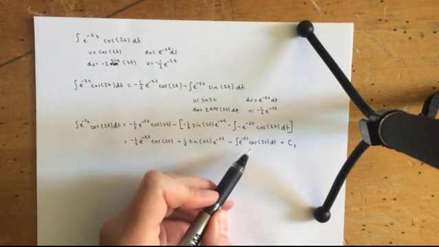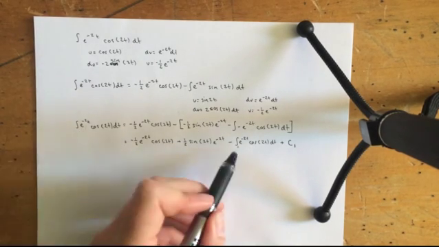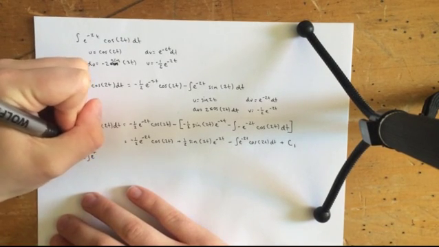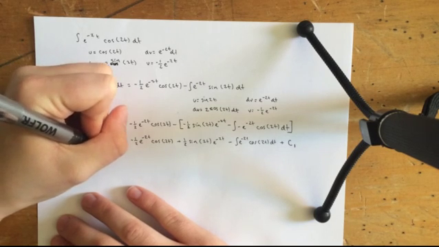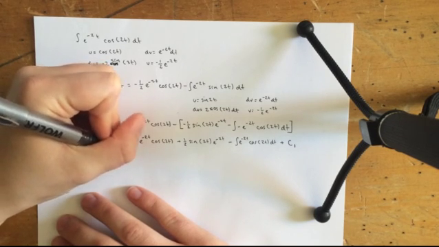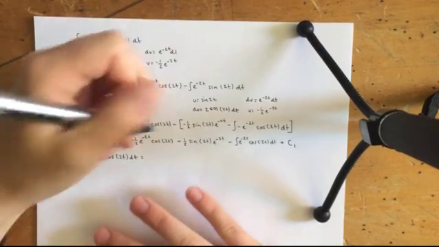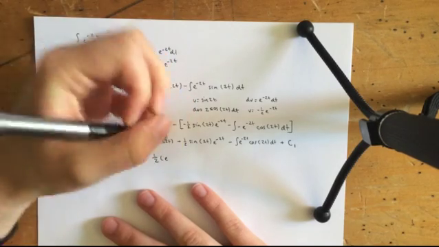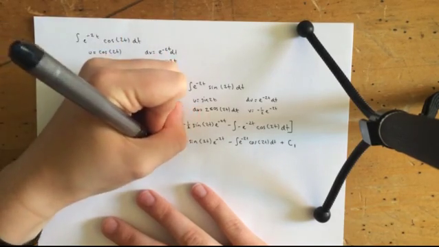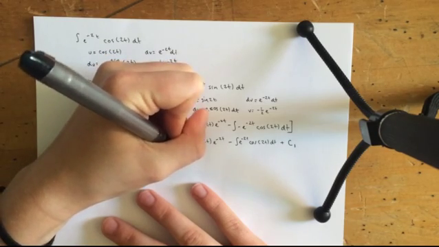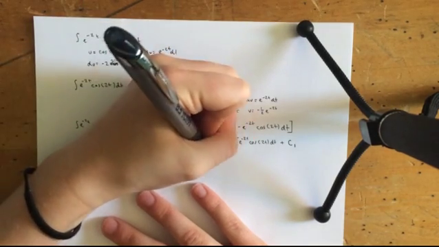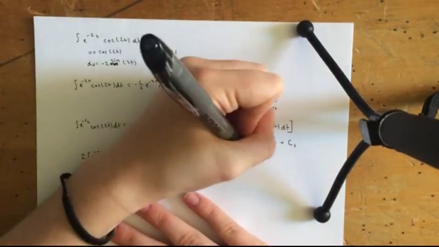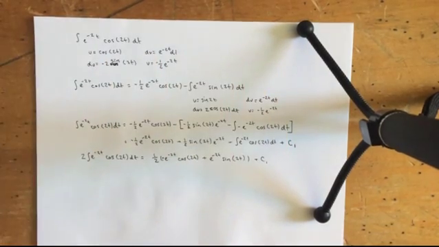Okay, and again, we can't integrate this, but what we can do is add it to the other side because these are the same. So when we add it over, we get 2 times the integral of e to the negative 2t cosine of 2t dt equals, and I'm going to pull out the 1/2, 1/2 times negative e to the negative 2t cosine of 2t plus e to the negative 2t sine of 2t, close the parentheses, plus c1.